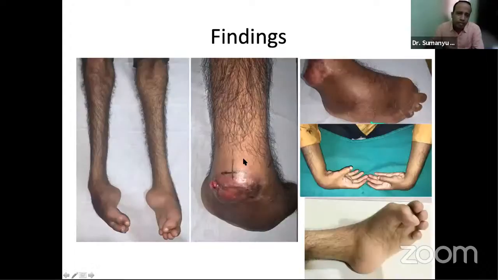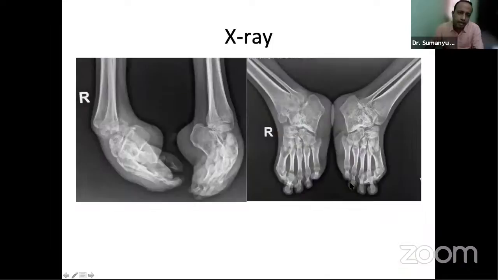When he came to me, he was initially treated temporarily at All India Institute, and then because of some issues, he was not operated there. I found there was an ulcer at the posterolateral aspect of the ankle joint, and there was a severe equinovarus contracture with forefoot supination, and also bilateral hand and wrist contractures. On the X-ray, I found the talus was completely subluxated, dislocated medially.